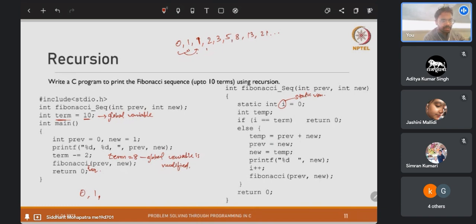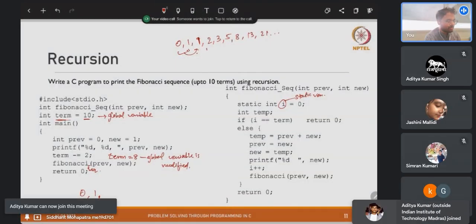We calculate the next Fibonacci term, because if I equals term, that means we don't need to calculate anymore, because we have already calculated 10 numbers of the Fibonacci sequence. So now if I is not 8, then we calculate previous plus new, which is 0 plus 1, we get 1, and we just swap the numbers. Now previous will have 1 and new will have 1. Okay, and we print the new value, which is 1.